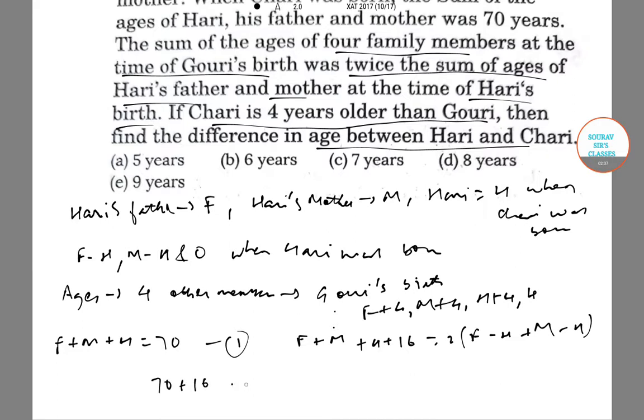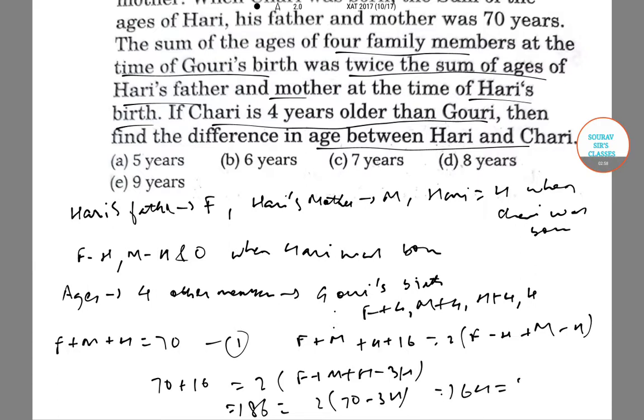70 plus 16 is equal to 2 into (F plus M plus H minus 3H). So this is 86 is equal to 2 into (70 minus 3H), and from here we get 6H is equal to 54, or H is equal to 9 years. Therefore, the difference in age between Hari and Chari is 9 years. That is option E.